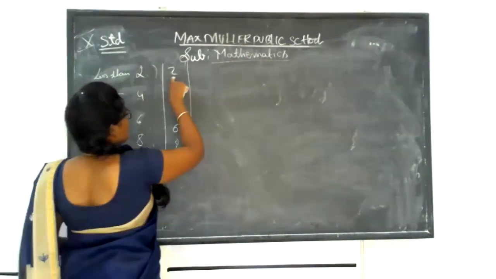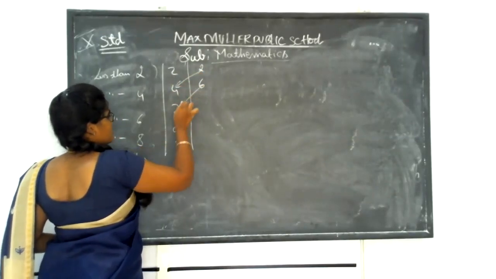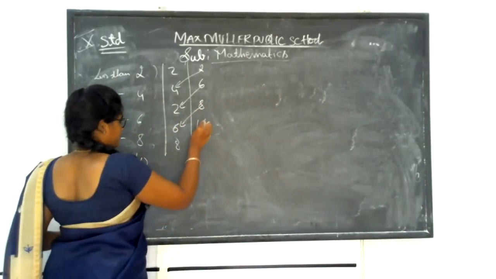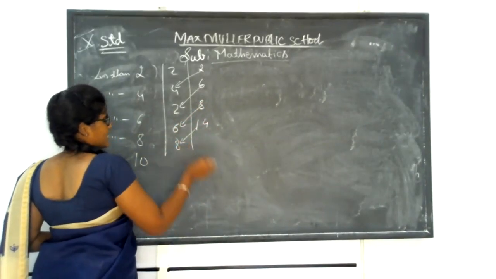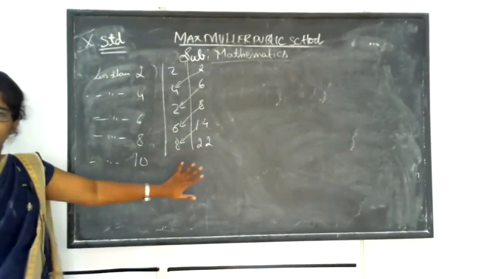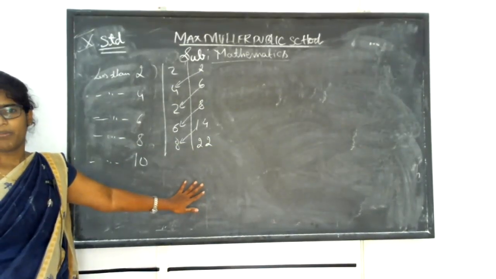Clear? First number, what is that? 2 as it is. Then 2 plus 4 is 6. 6 plus 2 is 8. 8 plus 6 is how much? 14. 14 plus 8 is how much? 22. Clear? Only this much. This much is what you need to remember.